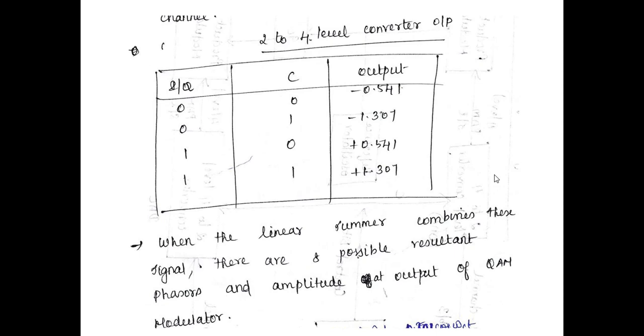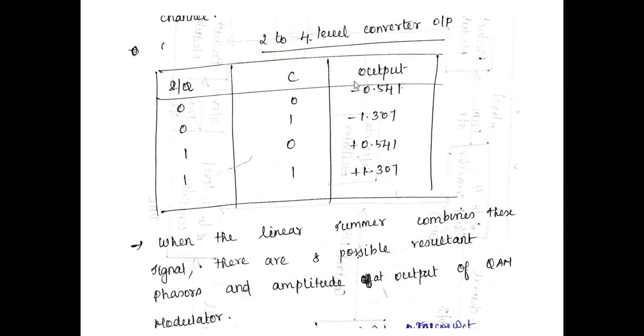So if the input bit, either in-phase or quadrature-phase channel bit, is 0 or 1, then what is the output amplitude as per the control bit? If I and Q are 0 and C is 0, then the output amplitude is minus 0.451, and for another case it's minus 1.301, and so on.